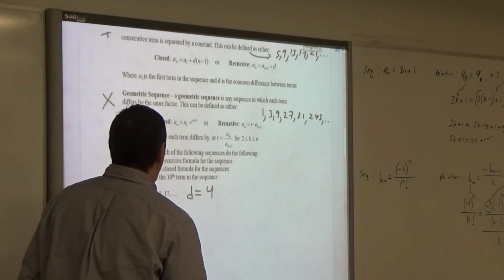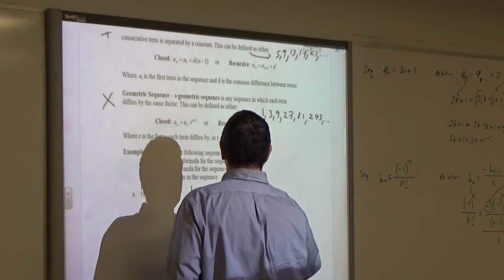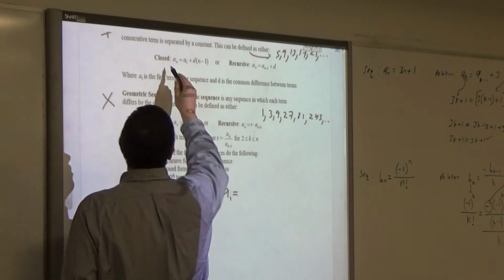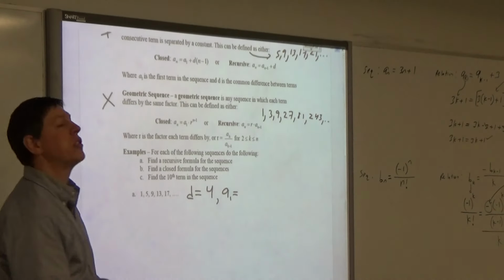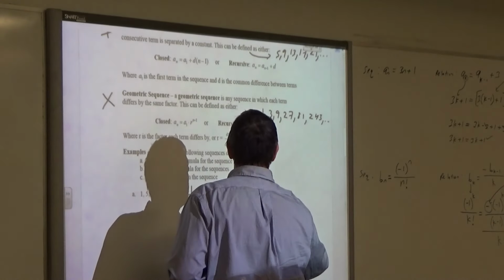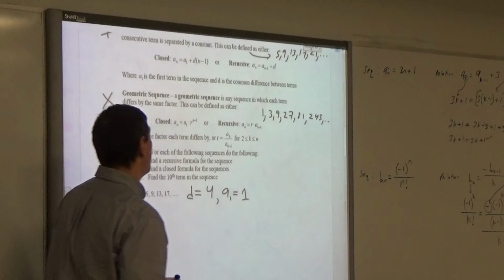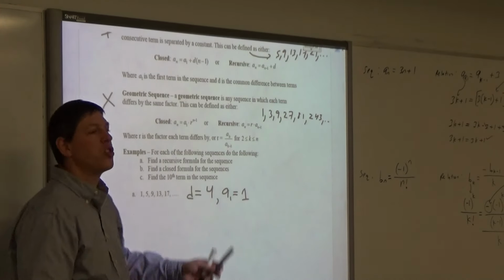And we might need to know what the initial value of this sequence might be. Because if you look at the closed form, we need to know an initial value, a sub 1. So guys, what's the initial value of this sequence? 1. It's the first term. Does everybody understand what the common difference is, and what the initial value is? Initial value is just the first term, and the difference is just your common difference.